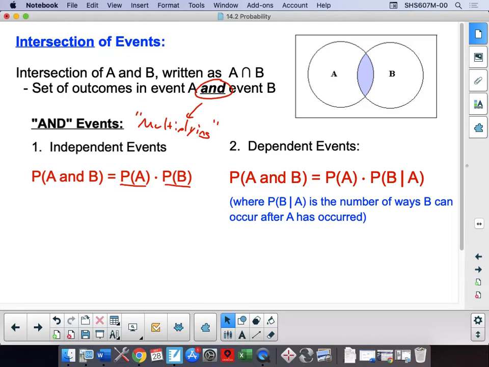Now, "and" means what? Multiply. Keep going, Mr. Roy. Two other ones here.